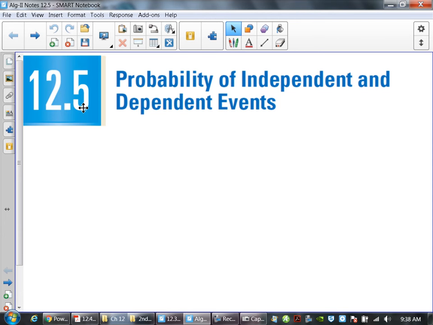My guess is that we'll probably be done, so I'm going to go into 12.5 today. I know there's a little bit of 12.4 left to talk about, not much, but we'll kind of blend that with the word problems in 12.5 tomorrow.